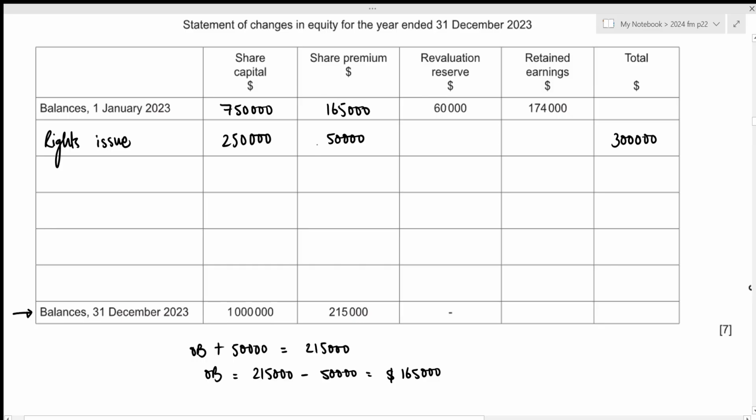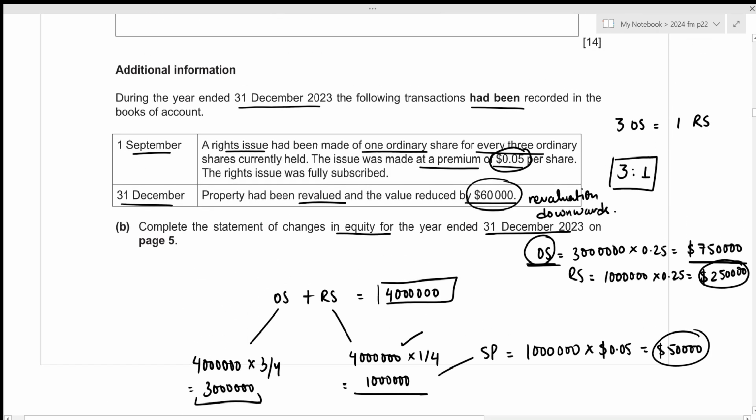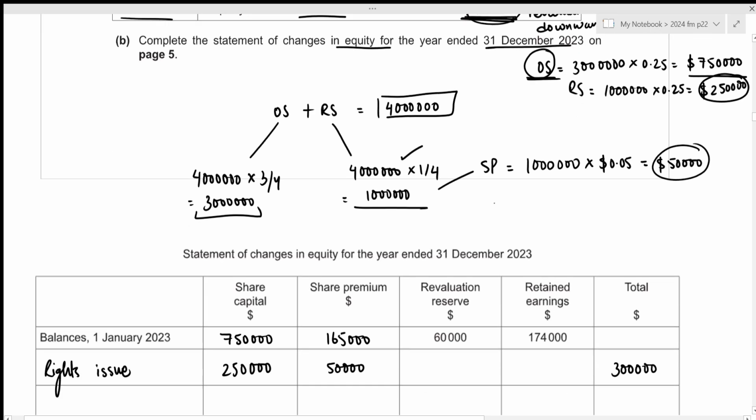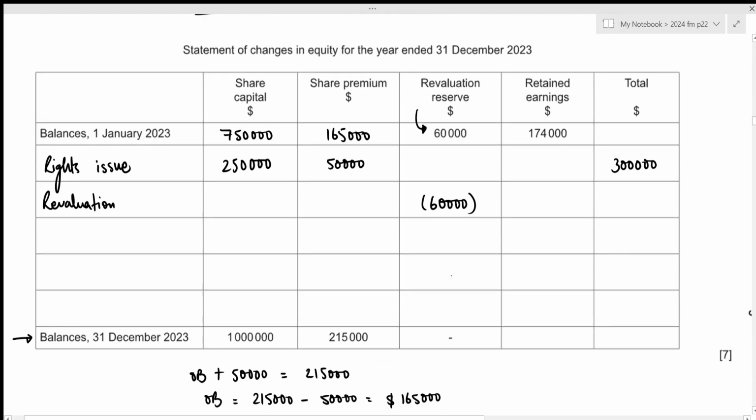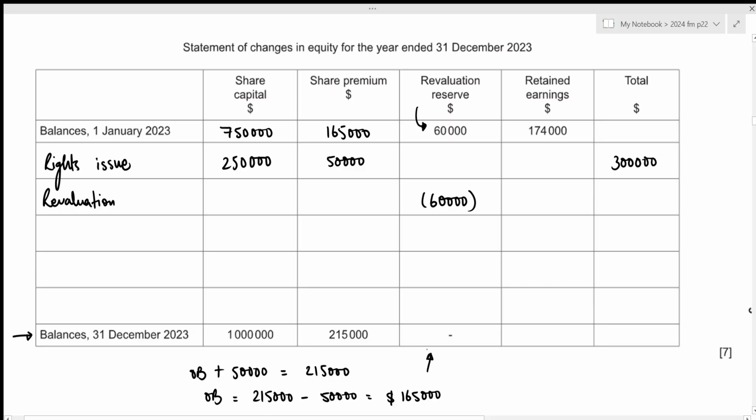Now we need to record any other transactions during the year. Okay, in this case, property had been revalued and the value reduced by 60,000. So there is a revaluation downwards. And revaluation downwards should always be subtracted from the revaluation reserve. And in this case, the revaluation downwards was of 60,000. And we can see that the opening balance is also 60,000. So the entire revaluation downwards can be sustained by the revaluation reserve itself in this case. And we can see here as well the closing balance is 0 because the entire 60,000 has now been subtracted.